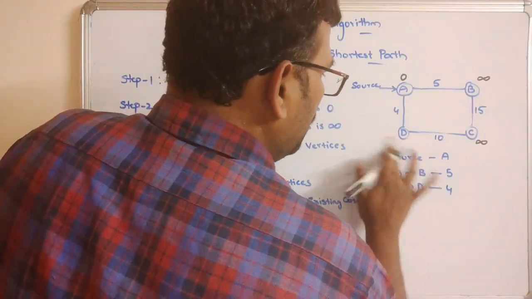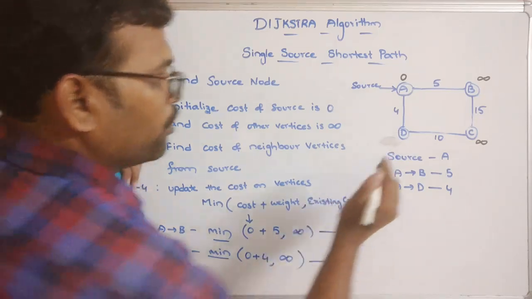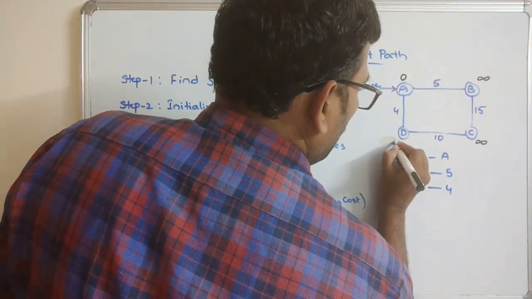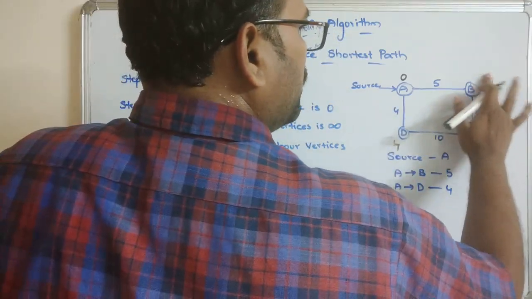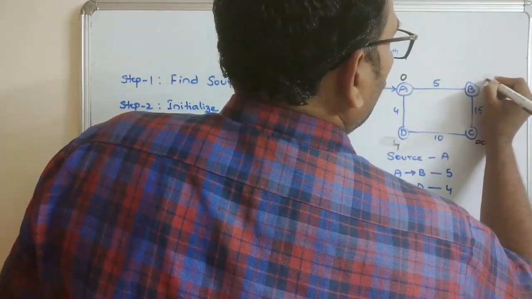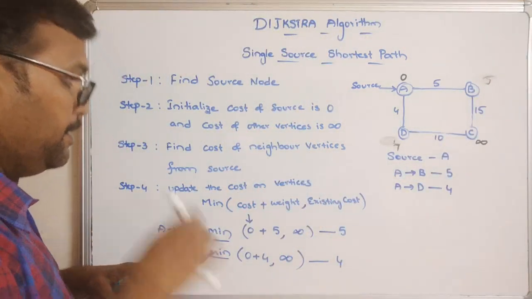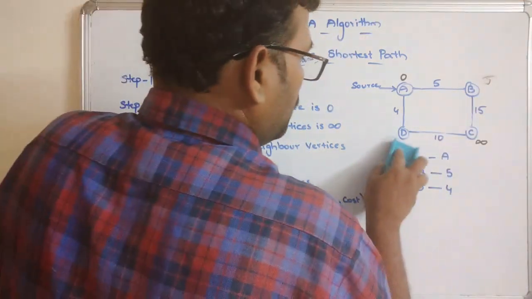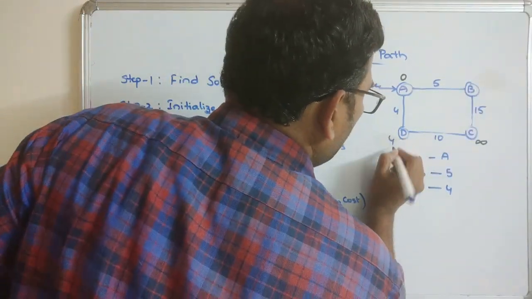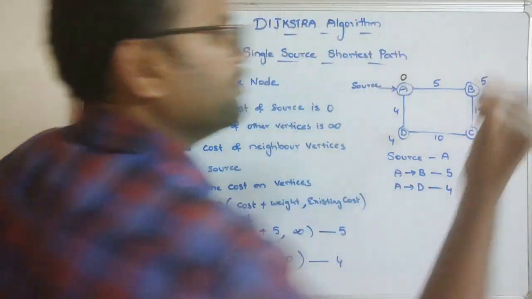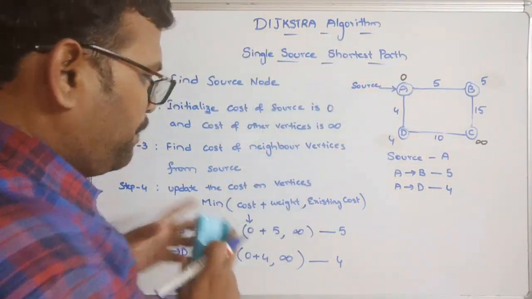So remove this one and update it with D, 4, right? And update this one with 5. Okay. So this is a 4 and this is a 5. Okay, 4 and 5. Now what happens?